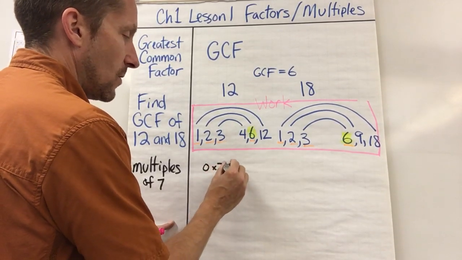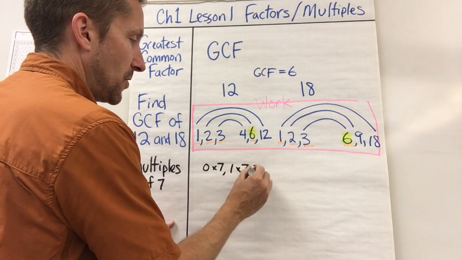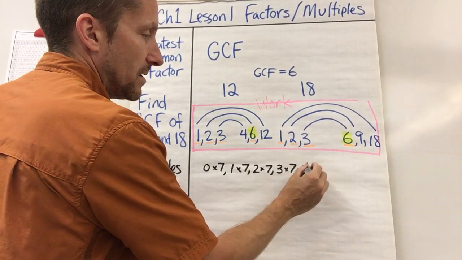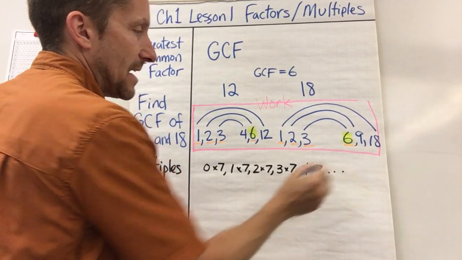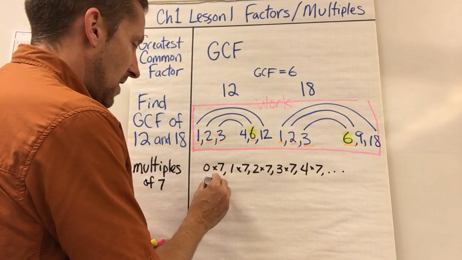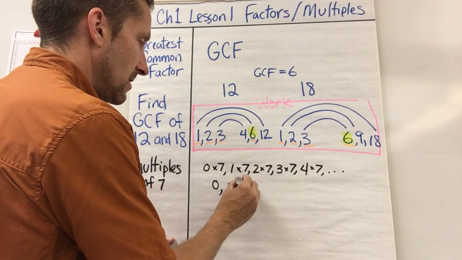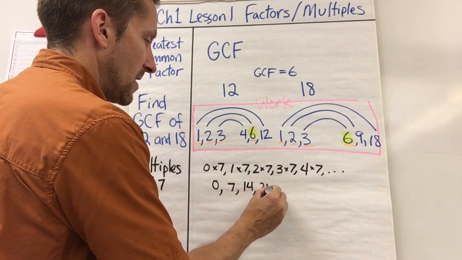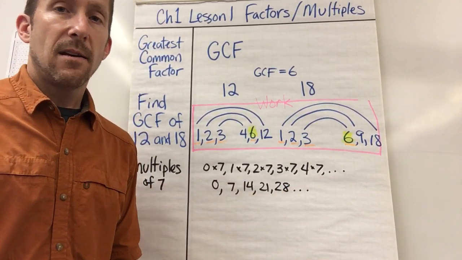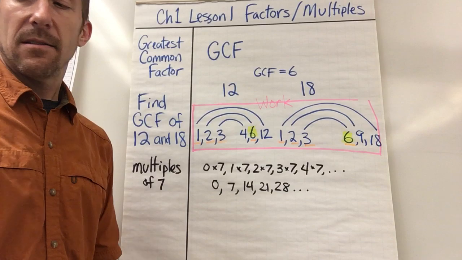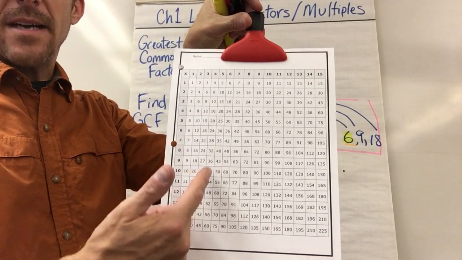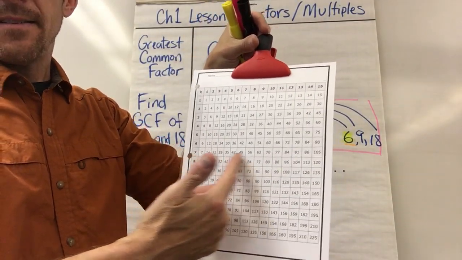0 times 7, 1 times 7, 2 times 7, 3 times 7, 4 times 7, ... Meaning that the multiples keep going forever. What these actual numbers are: 0, 7, 14, 21, 28, ... Multiples keep going. Another way to think about it is skip counting. Great resource for multiples. I look at my 7 row right here, it's skip counting.